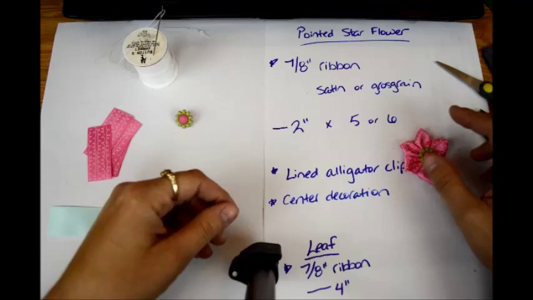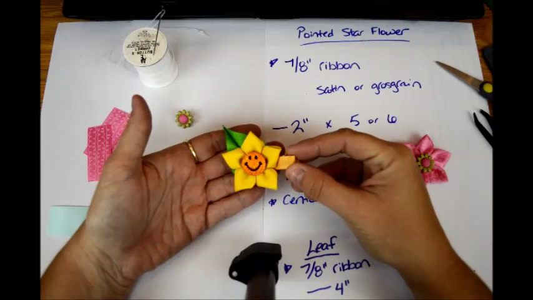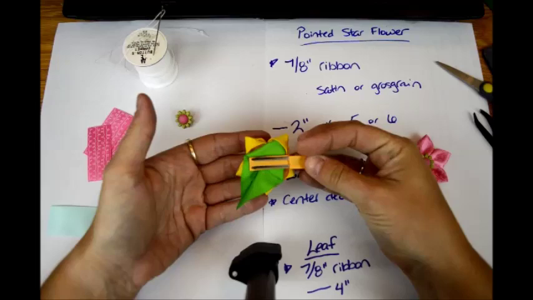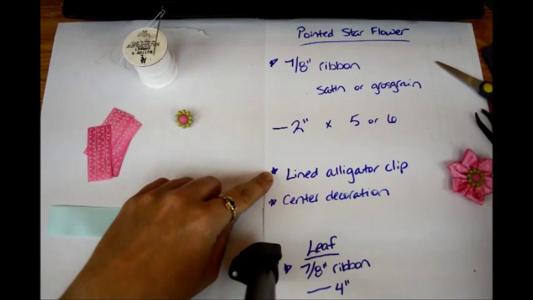And this is one made with grosgrain right here, and I'll also show y'all how to make the little leaf if you want to make leaves for your star flowers. But this one's grosgrain ribbon, and it has the 5 petals. This is satin ribbon with 6 petals. Okay, so you're going to need that, and you're going to need a lined alligator clip or headbands or pins or whatever you want to put it on.